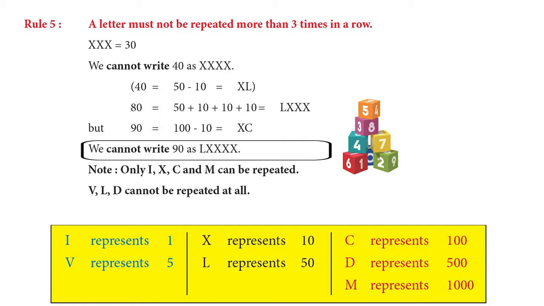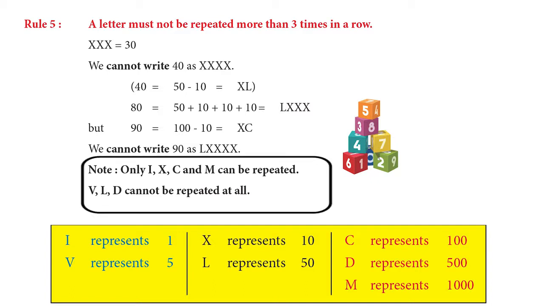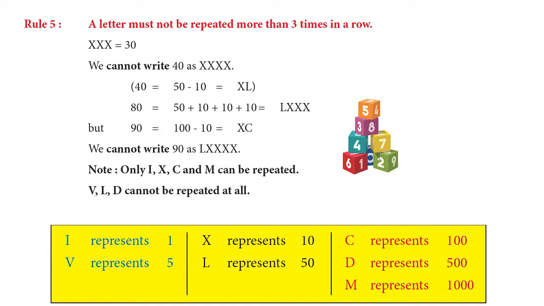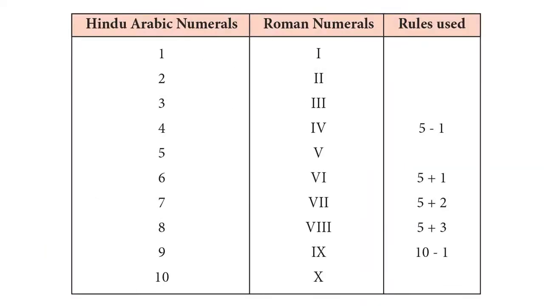Okay, what is the note you have to remember here? Only 1, 10, 100 and 1000 can be repeated. 5, 50 and 500 cannot be repeated at all. So remember those notes, and then we will go into the next page, which again you have to remember by heart. The columns are in page number 70, as you can see on the screen.